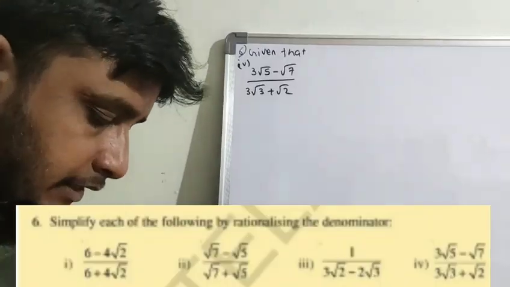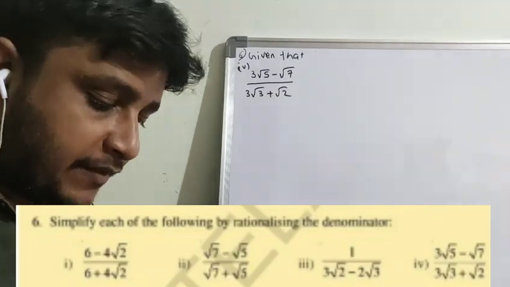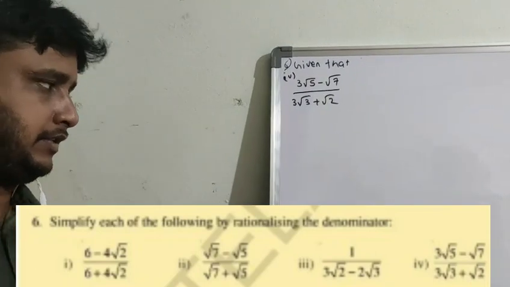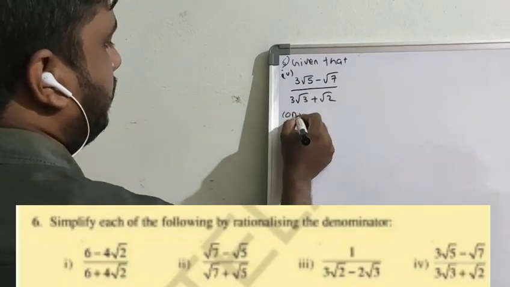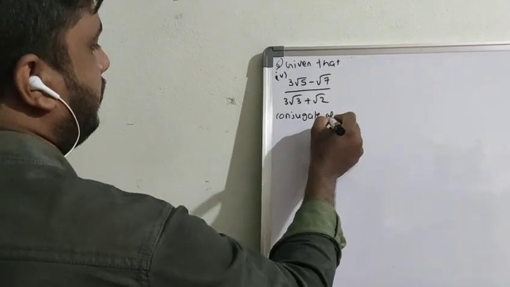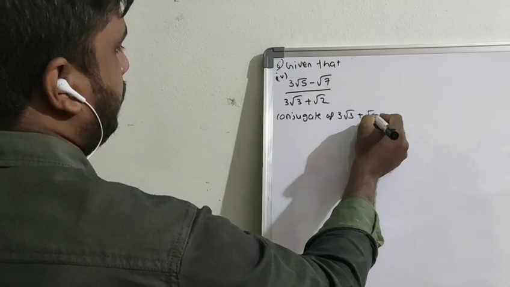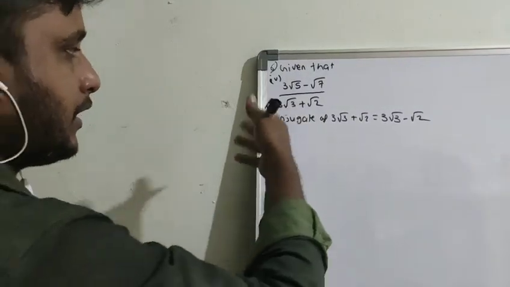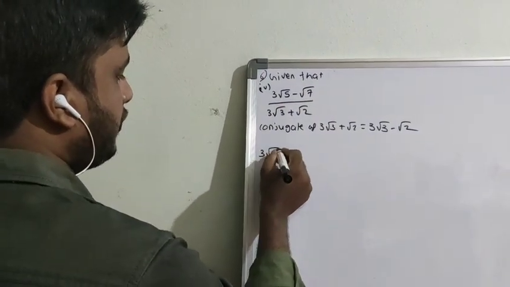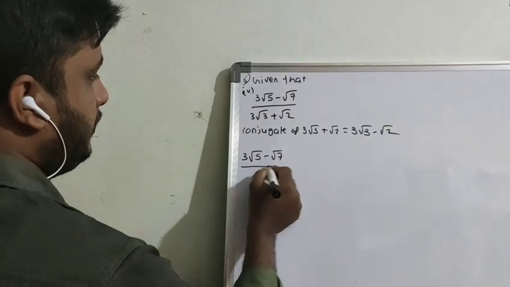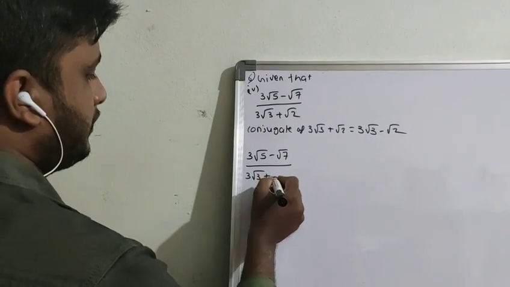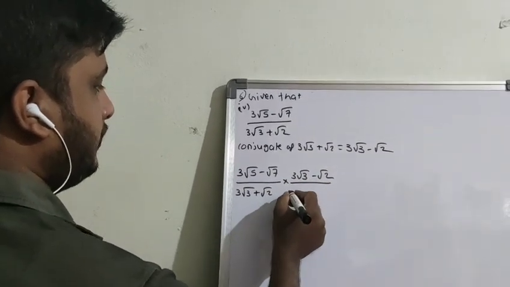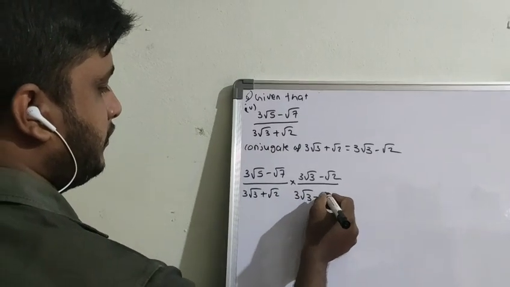Then for the sixth question, I am taking the fourth bit. Simplify each of the following by rationalizing the denominator. This question also needs rationalizing the denominator only. So the conjugate of 3 root 3 plus root 2 is 3 root 3 minus root 2. Now multiply numerator and denominator with the conjugate: 3 root 5 minus root 7 by 3 root 3 plus root 2 into 3 root 3 minus root 2, by 3 root 3 minus root 2.